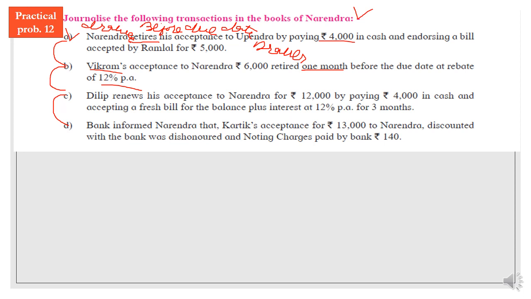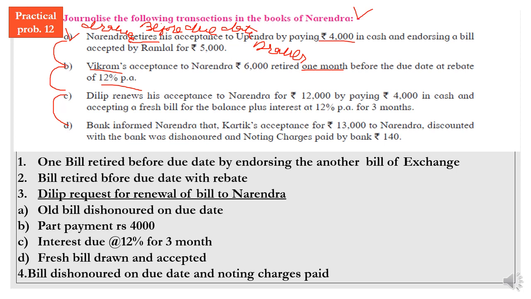The fourth transaction says that the bank informs Narendra that Karthik's acceptance, meaning Karthik, who was a drawee of Narendra, has dishonored the bill which was discounted with the bank, and it was dishonored on the due date by Karthik. After reading this question, we will know how many entries we have to do.